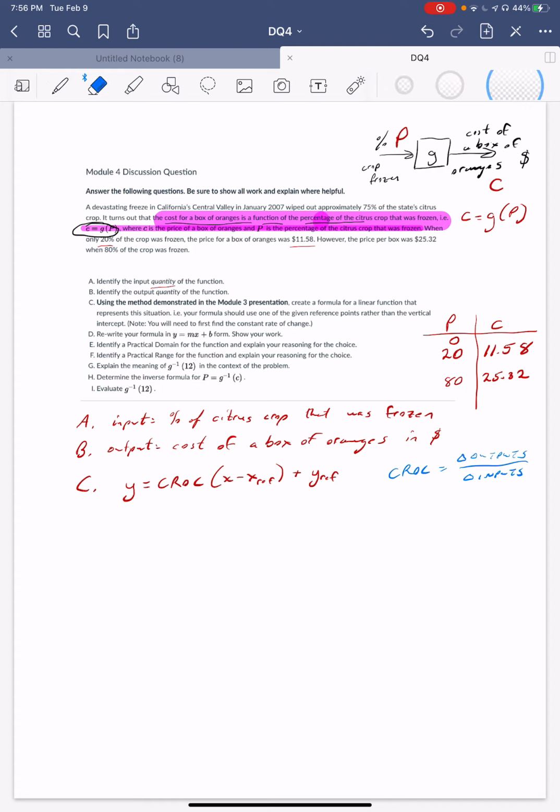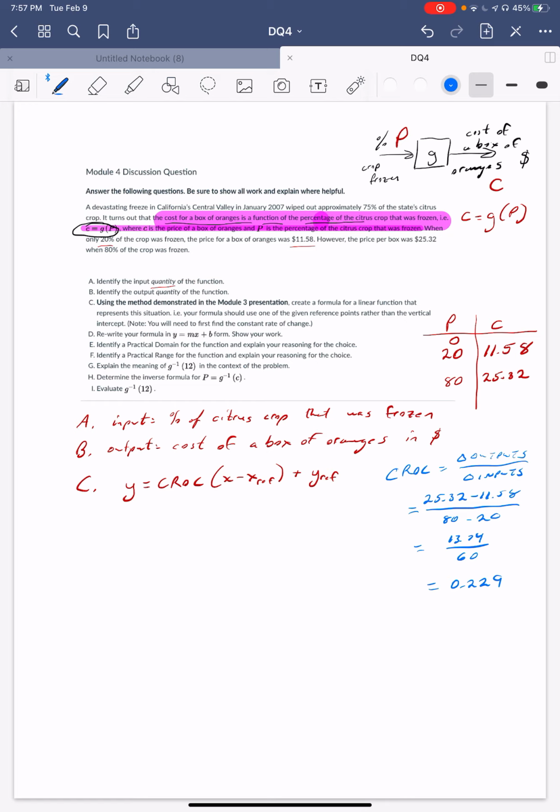So in this case, the change in my outputs is equal to 25.32 minus 11.58, and that's over 80 minus 20. So I'm going to plug that in real fast. 25.32 minus 11.58 gives me 13.74 over 60, which equals 0.229. So that's my constant rate of change.